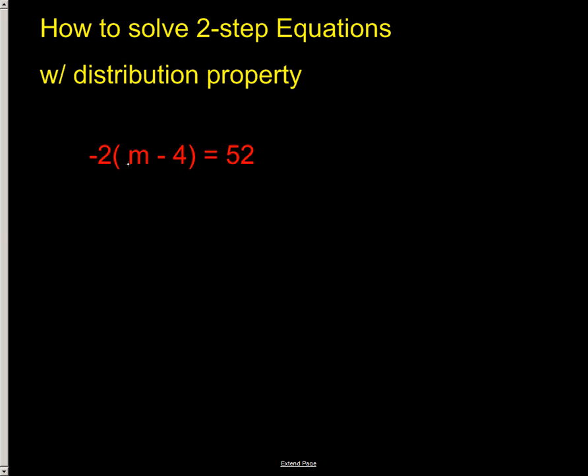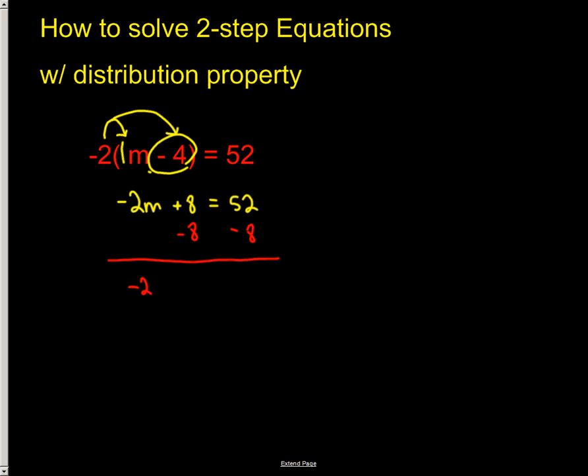So let's take a look at this one. Again, there's like an invisible 1 in front of that m because 1 times m would still be m. So we're allowed to do that. Negative 2 times positive 1 is negative 2. The m just comes along for the ride. And then negative 2 times, let's look at that minus sign in front of it. Negative 2 times negative 4 is positive 8 equals 52.